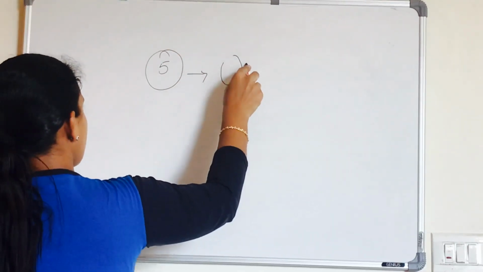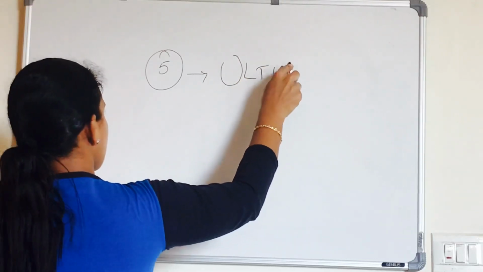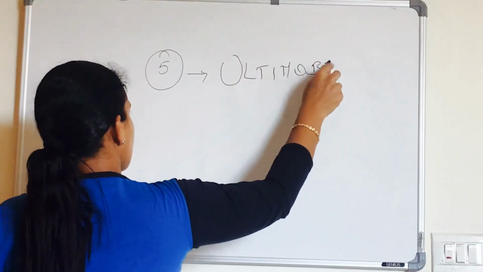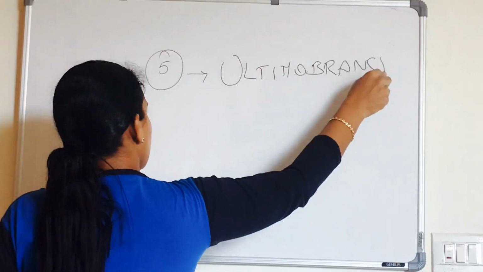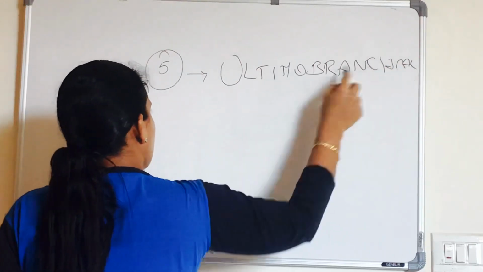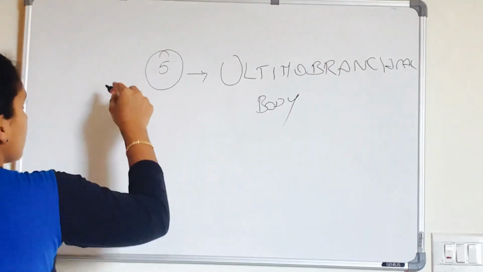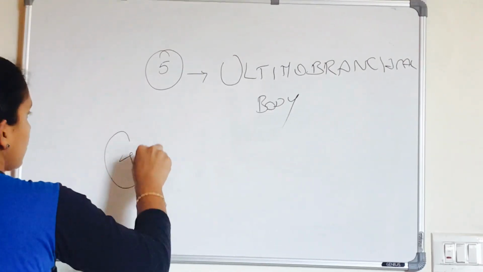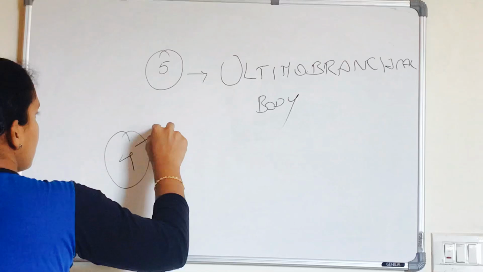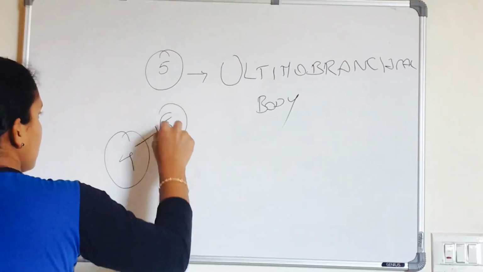What happens to the fifth endodermal pouch? Actually, it is seen only for a brief period during development. In some species, it is said to give rise to the ultimobranchial body. But what happens in man?